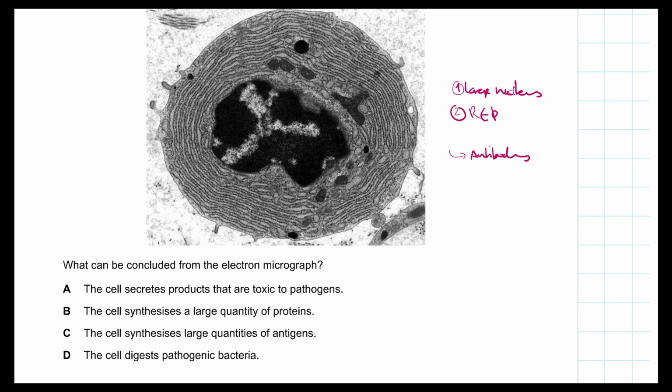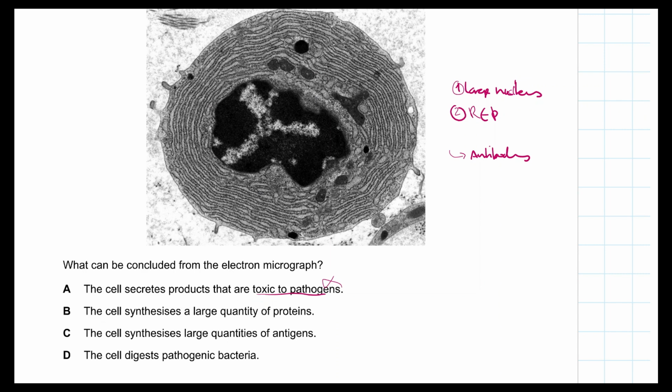Now, we could suspect that this cell might be a B cell or B lymphocyte because lymphocytes usually have a really large nucleus and they are circular in shape. Now let's see the suggestions that we have here. What can be concluded from the electron micrograph? A, the cell secretes products that are toxic to pathogens. So this is incorrect because products which are toxic to pathogens are cytokines. Therefore, this is incorrect. As we said, this looks like a B lymphocyte and a B lymphocyte secretes antibodies.